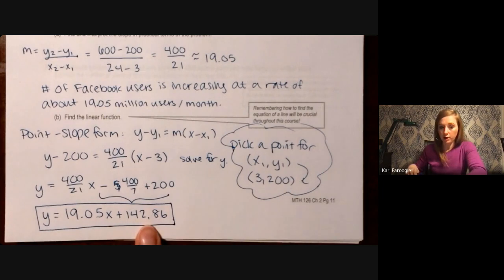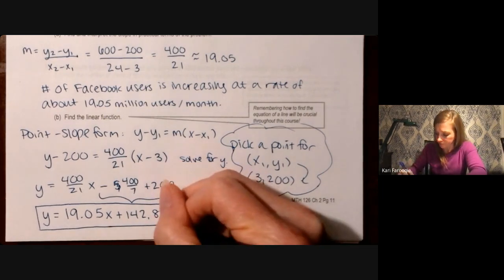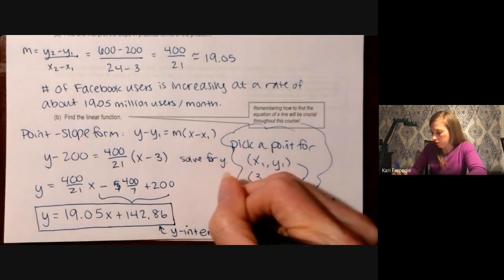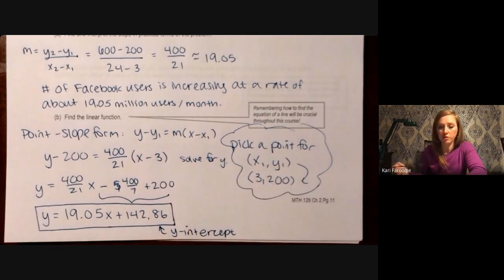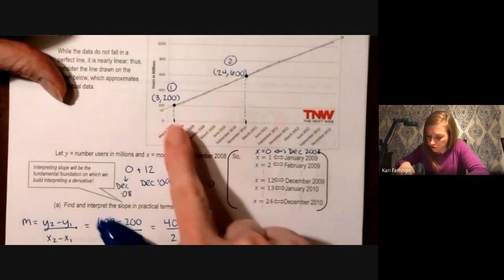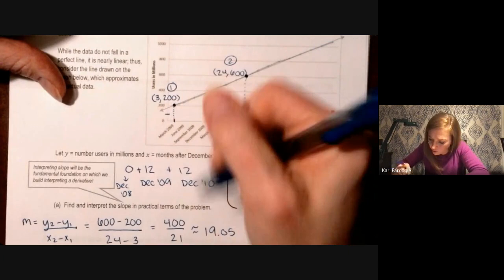So b is the y-intercept. And this should make sense to you on the graph. You should see this crossing the y-axis at about 142.86. And you do indeed see that behavior. So if that's 200, this would be 100.